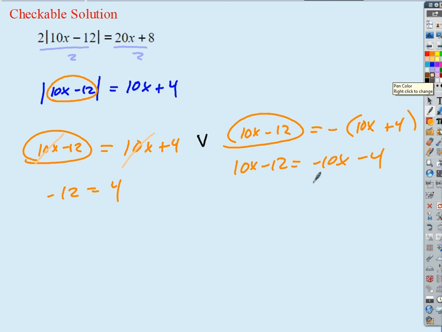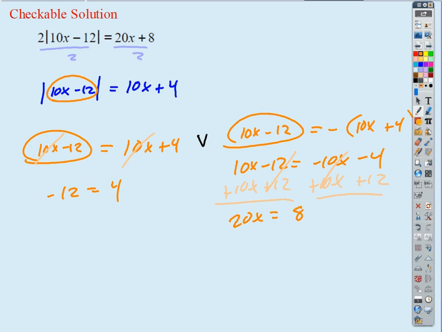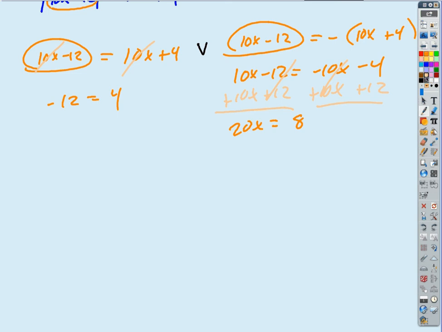Okay, good, push the x's left, I heard it, so I'll add 10x, and I'll add 12 to push the numbers the other way. And we get 20x equals 8, so good. We divide by 20, and we finally get x equals 8 over 20, which would reduce to what? I could divide 4 into both of those, couldn't I? 4 goes into the top 2 times. 4 goes into the bottom 5. There we go. So I get x equals 2/5.